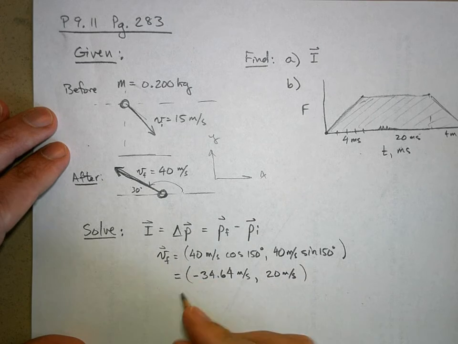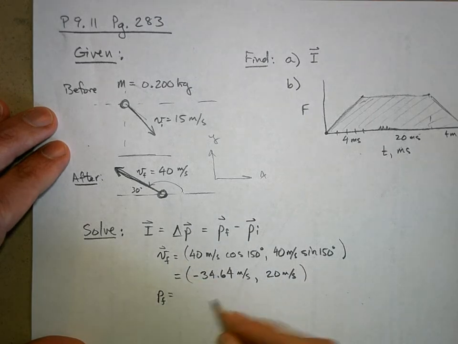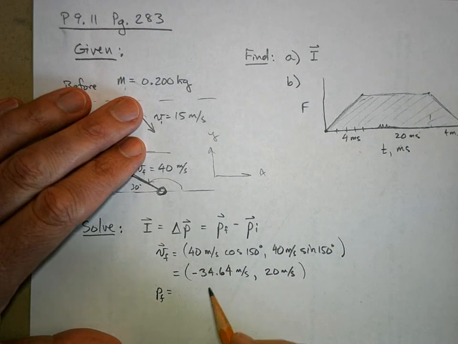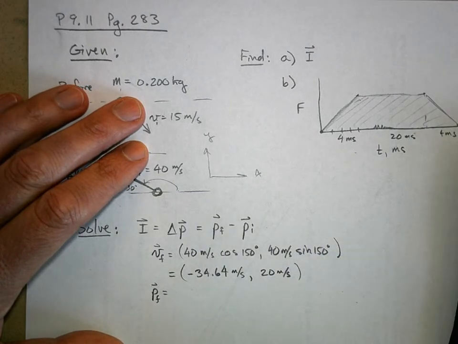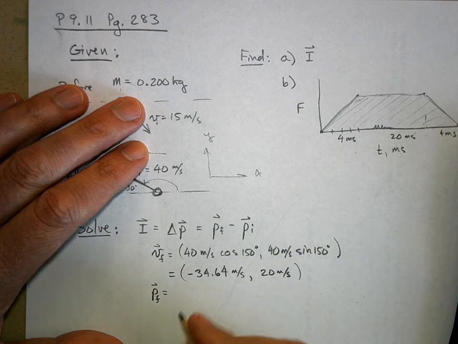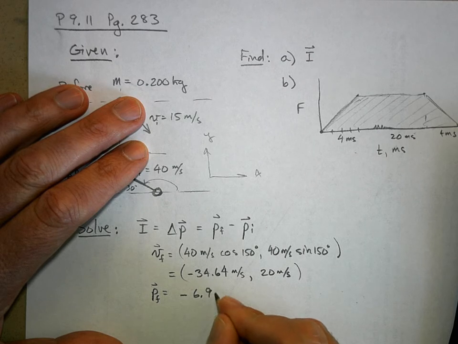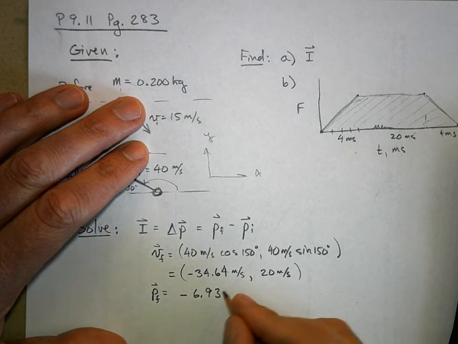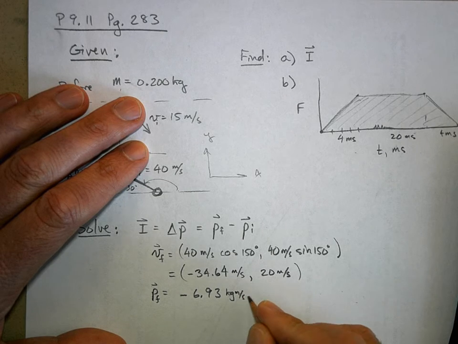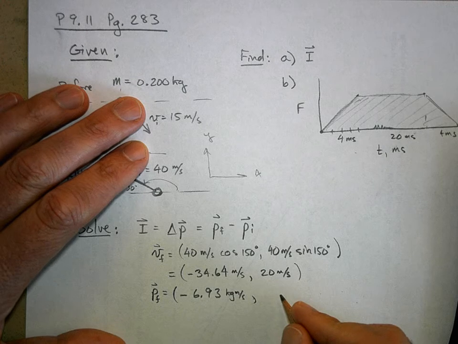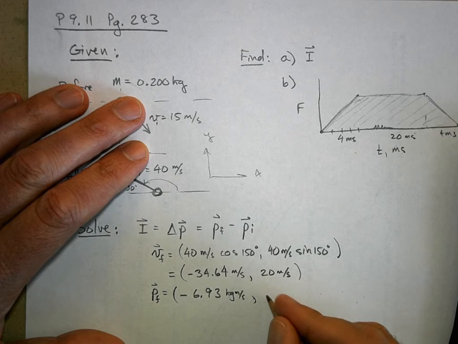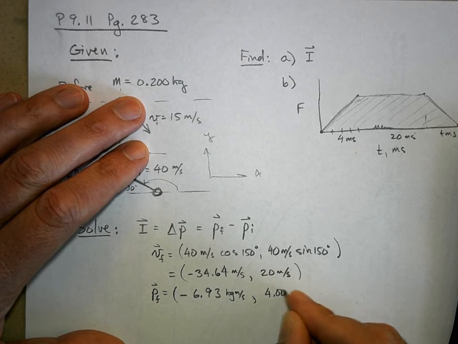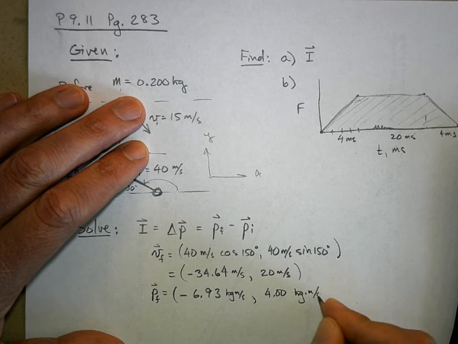And so we can get P final. It's just the mass times that. So we'll multiply these by 0.2. So 34.64 times 0.2 is, this is negative 6.93 kilogram meters per second in the x direction, and in the y direction, well, 0.2 times 20 is 4, right? So that's going to be 4.00 kilogram meters per second. It's all right, it happens all the time.